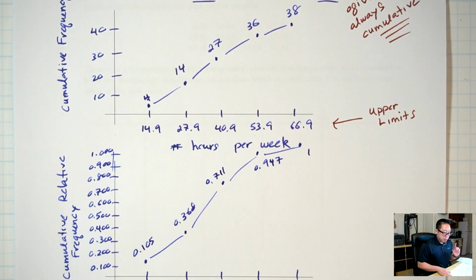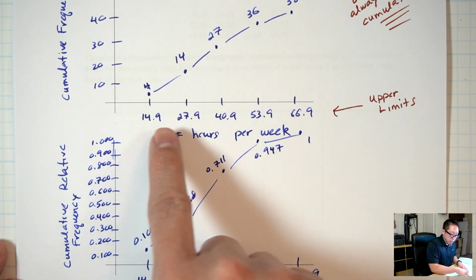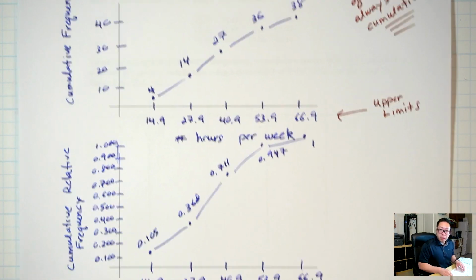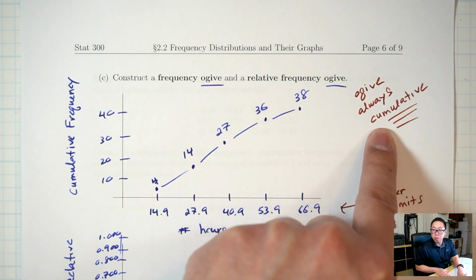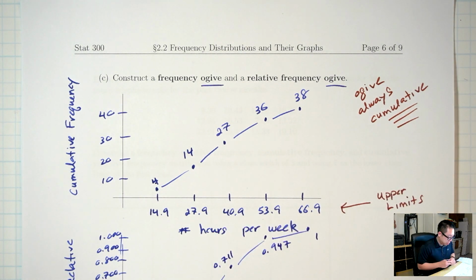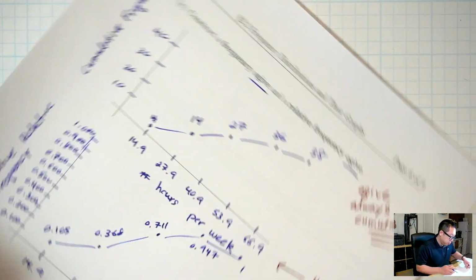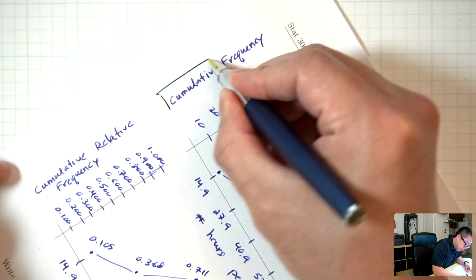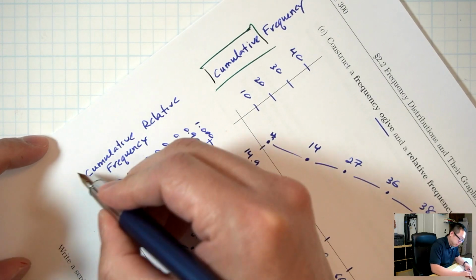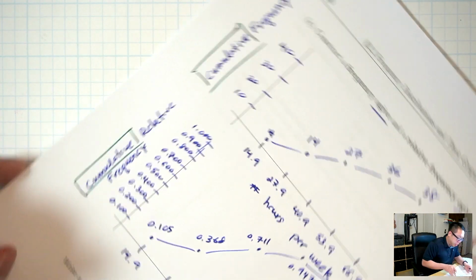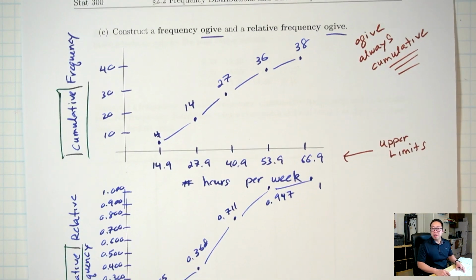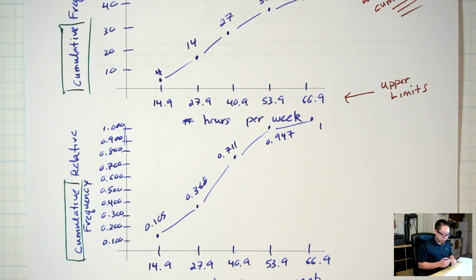Okay. Key points: upper limits on the x-axis, and remember to always stick the word cumulative on it. Let me actually box this just to emphasize, because I don't want you to get that wrong on a test. Okay, last part here, interpret these numbers or these graphs.